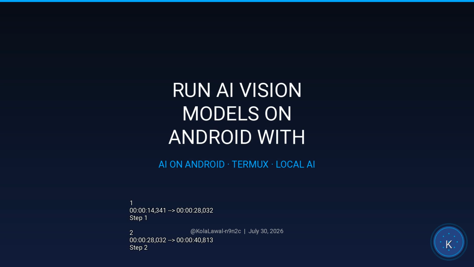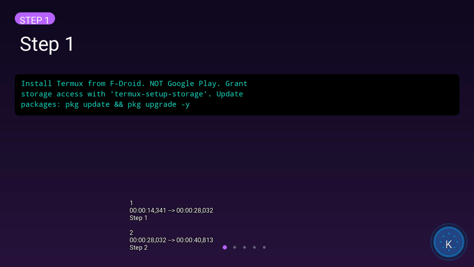We'll cover Step 1, Step 2, Step 3, and more. Let's dive in. Step 1. Install Termux from F-Droid. Not Google Play. Grant storage access with termux-setup-storage. Update packages: pkg update and pkg upgrade -y.